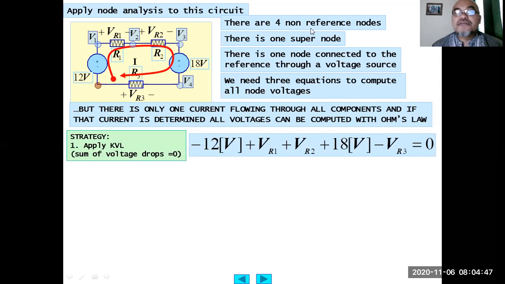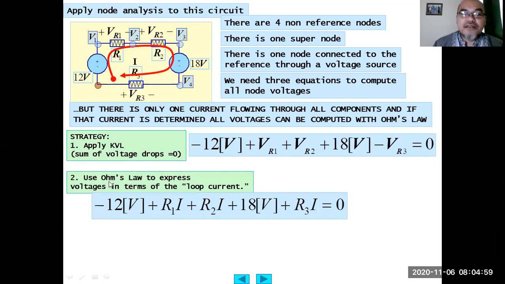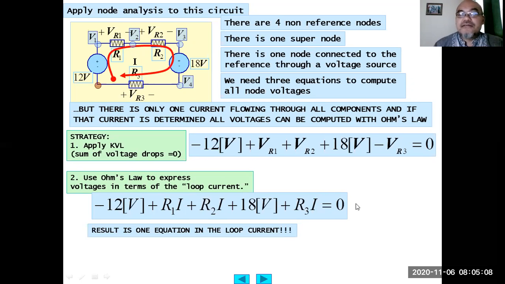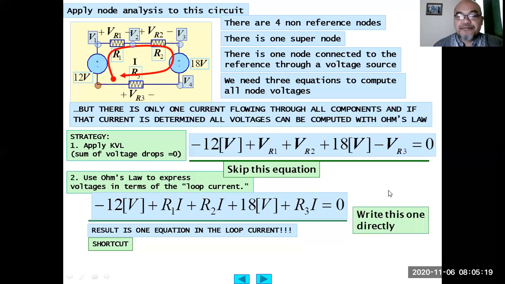If we had used node analysis instead, then we would need these three equations to compute all the node voltages using Kirchhoff current law. After applying Kirchhoff voltage law, we can use Ohm's law to express the voltage in terms of the loop current. Then we can find this I, one equation for one loop current. Afterwards, we can calculate using Ohm's law the individual voltage across each of the components.